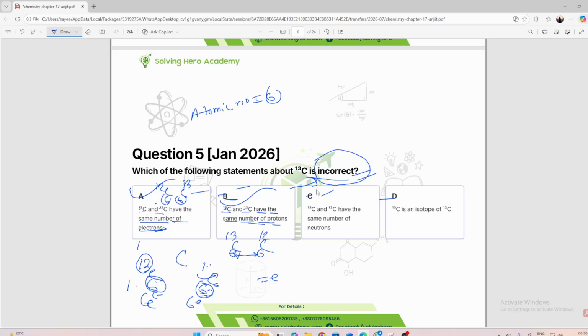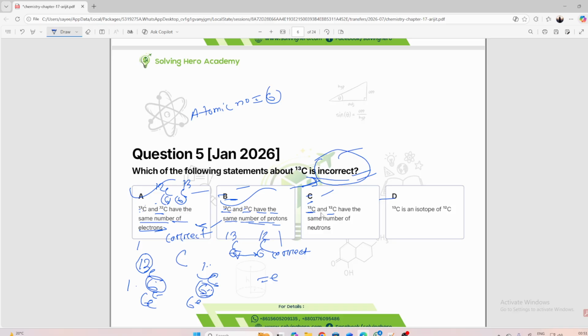Am I right? You have to find out the incorrect one. These are correct, this is correct, this is correct too. You have to find out the incorrect one. So 13 carbon, 12 carbon have the same number of neutrons.